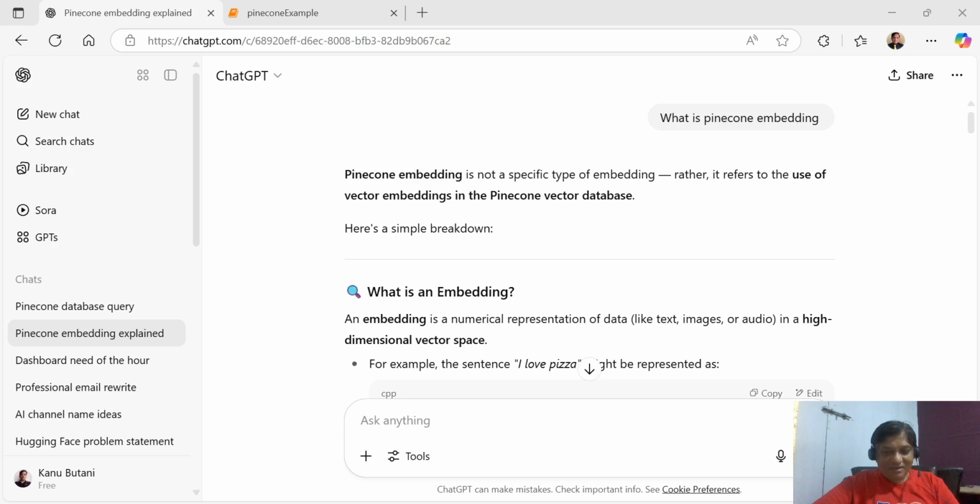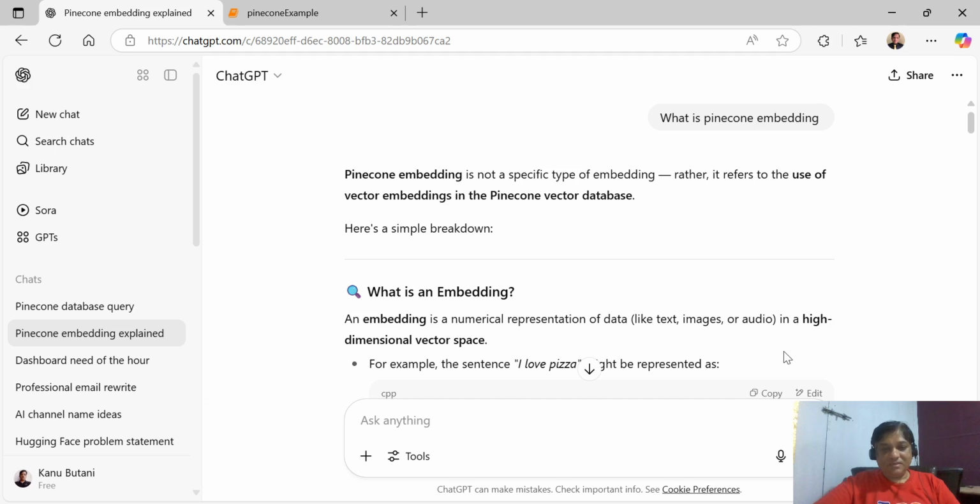Today we are again going to dive deep into the Pinecone embedding. What is Pinecone embedding? We are going to look. The Pinecone embedding is not a specific type of embedding, rather it uses the vector embedding. So what is that vector embedding?